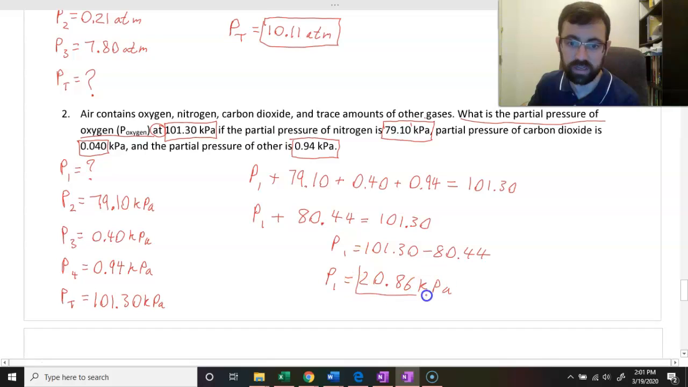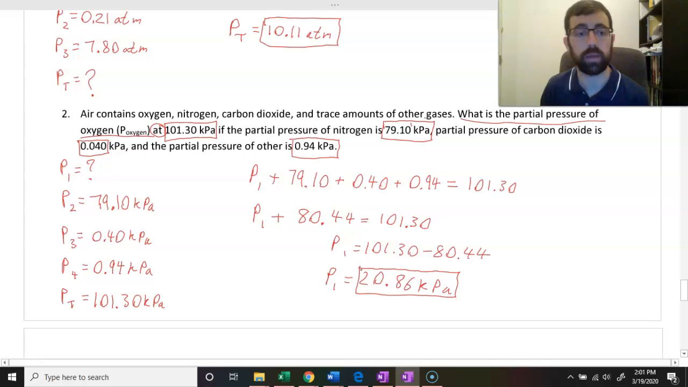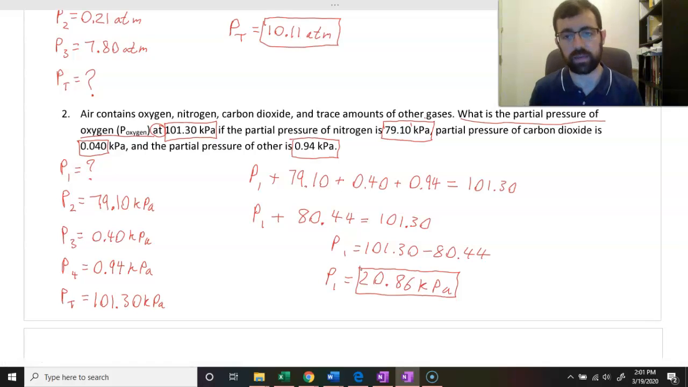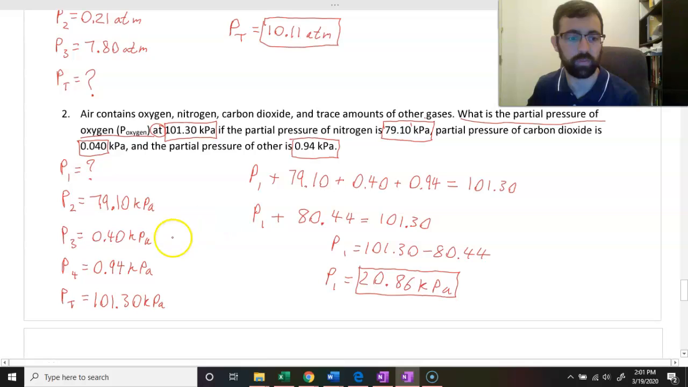One thing to note right here: if you ever come across a problem where you have different units of pressure, you have to make sure that you make them the same unit. So you'll have to do a little bit of conversion, but that's the only case where you'd have to do that. So that's it. That's Dalton's law. Now you can do a little bit of practice with it. Make sure that you know how to solve problems like this one.